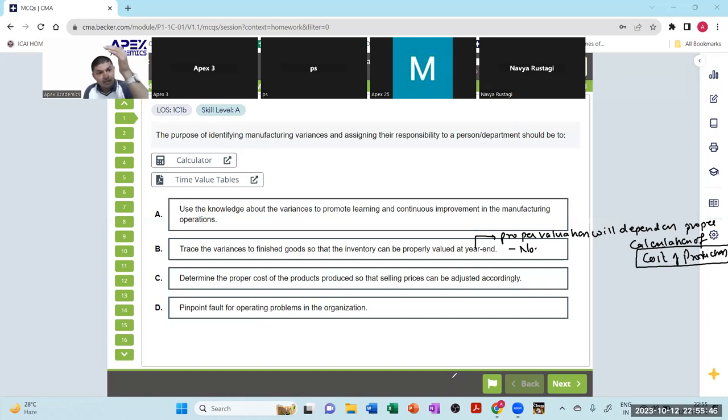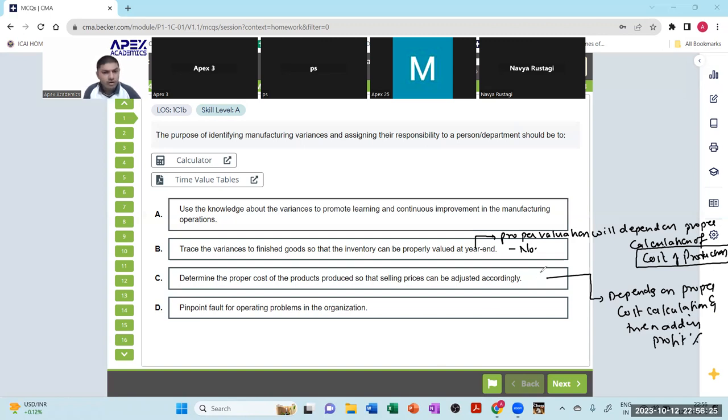No, sir. Once I calculate the total cost of any goods, I will add whatever profit I want to add. Correct? 5%, 10%, 15%, whatever percent. Do I need variances for that? No. Selling prices, it all depends on what? Depends on proper cost calculation and then adding profit, whatever percentage is suiting you.